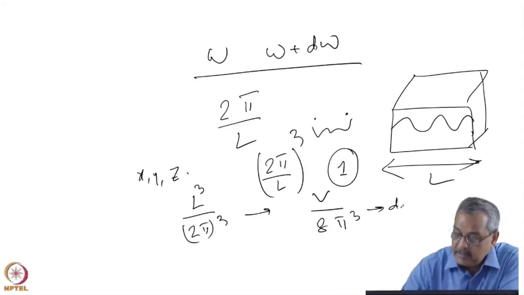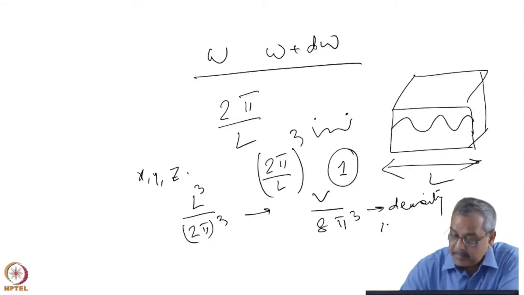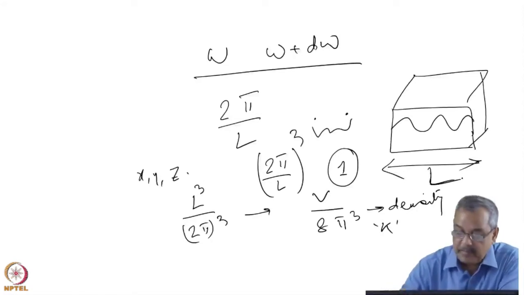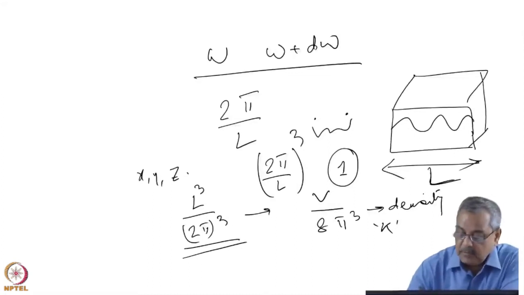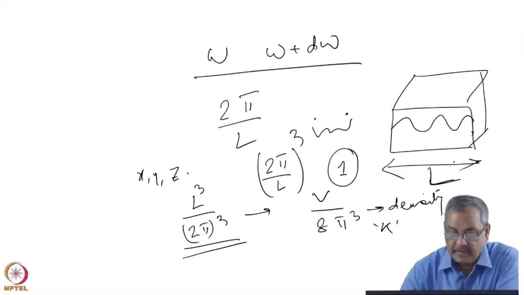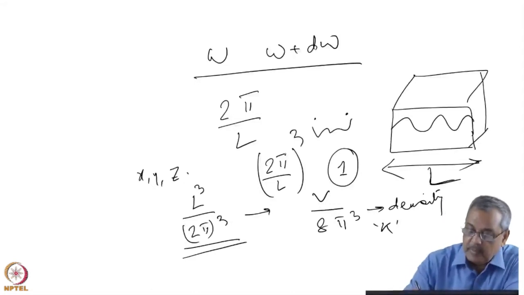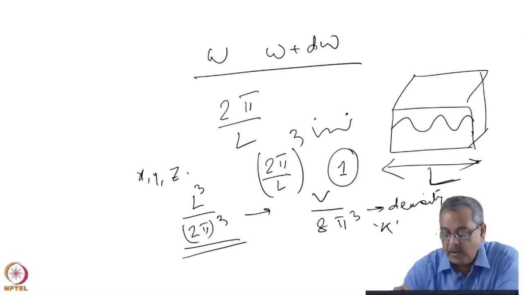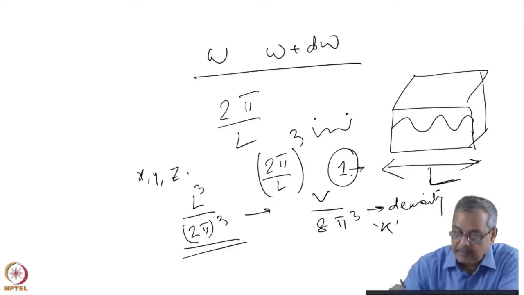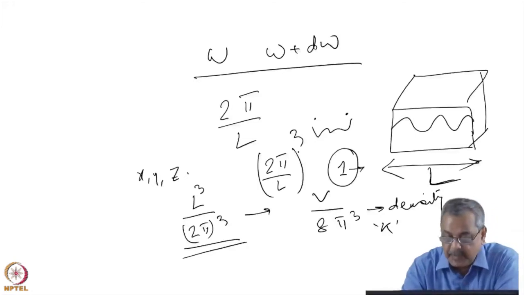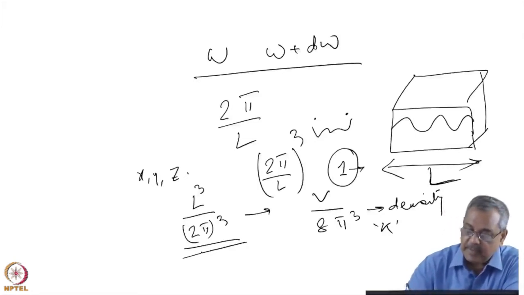This is the density in k space. Please remember, here I drew it in real space, but this is the density in k space. So in kx, ky, kz direction, if I talk about a sample of size L, then in a unit volume, the density is L cube by twice pi cube, because twice pi by L cubed is the volume in which we have one allowed k value. The density is 1 upon that, which is L cube by twice pi cube, V by 8 pi cube.